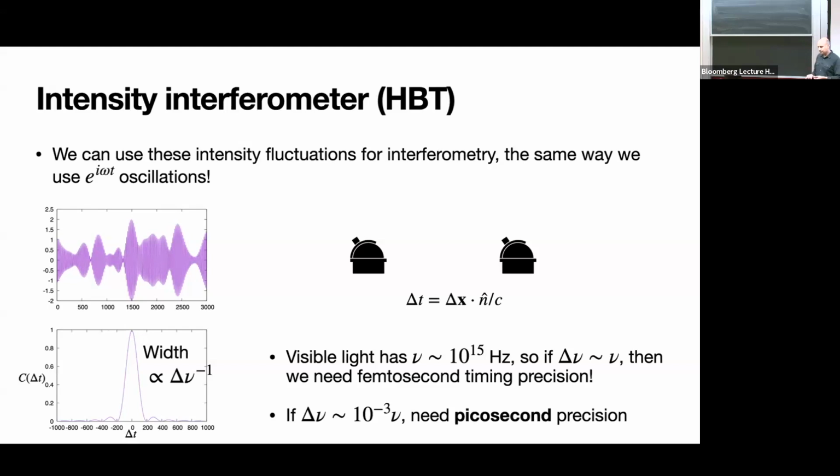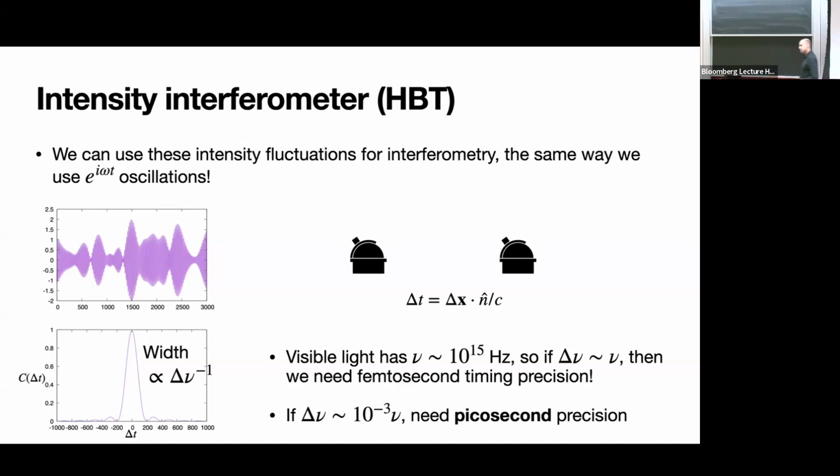Because if our timing precision were, say, orders of magnitude worse than that, we would never notice this peak in the correlation. We never notice that the photons are coming to us bunched together in time. Femtoseconds is really hard. If we were able to measure timing at the femtosecond level, we could just do normal interferometry at these frequencies. So this is not doable, at least today.